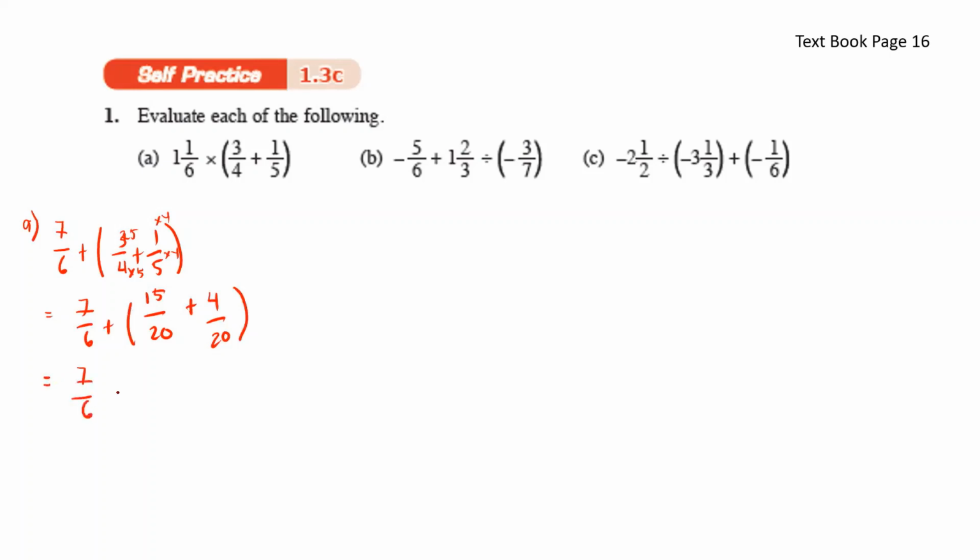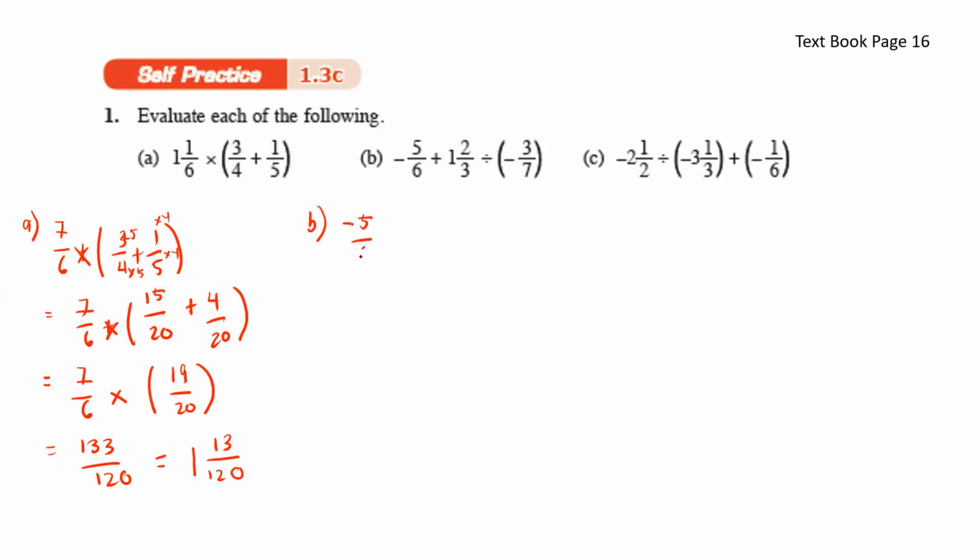So 7 over 6 plus 19 over 20. That gives us 133 over 120, and simplifying this gives us 113 over 120. Make sure to always leave the final answer in a simplified form.